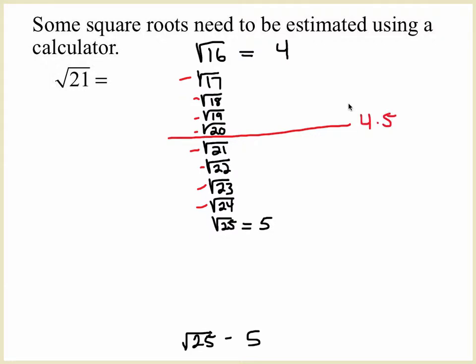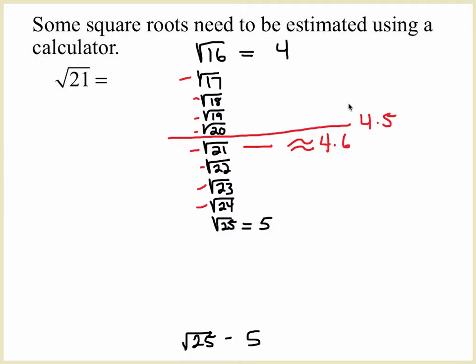So now I have a better way to estimate the square root of 21. It basically falls closer to the 5, and it's more than halfway. But it's pretty close to halfway. So I'm going to estimate that at about 4 6/10. 4 6/10.